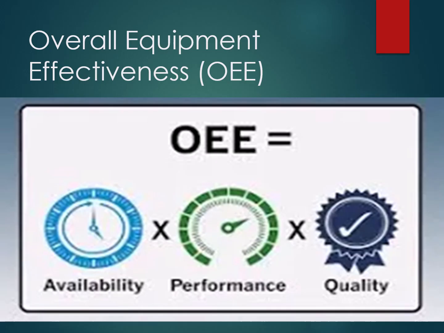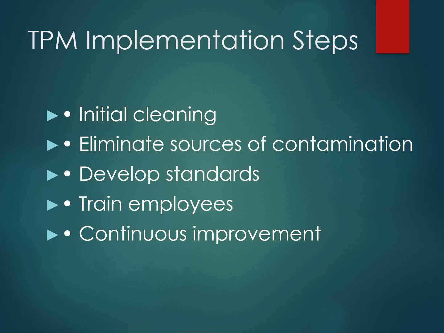There should be no compromise in the quality, and the performance should not reduce from the expected range, and all raw materials and all resources are to be used. If the raw materials are not completely used, or there are any defects in the raw materials, the available resources are not completely utilized. And the TPM implementation steps are initial cleaning, eliminate sources of contamination, develop standards, train employees, and there should be continuous improvement.